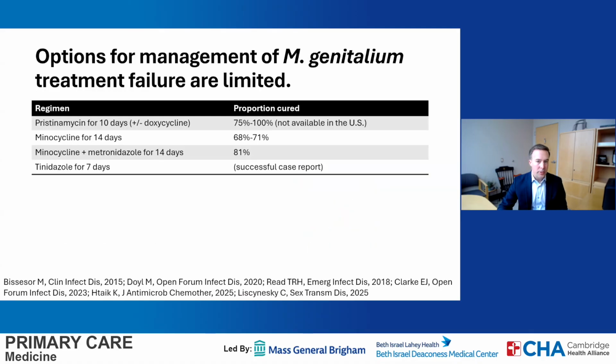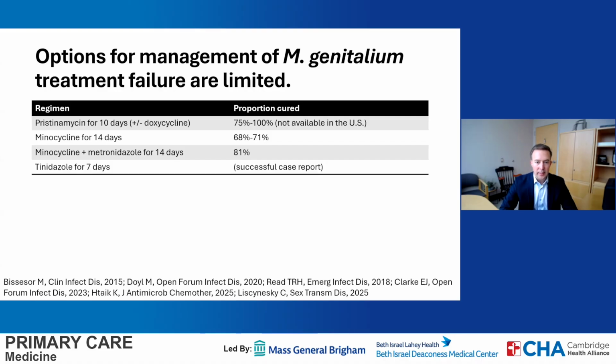So what would be options for management of M. genitalium treatment failure? Well, we don't really have excellent data about this, but I'm showing you options here which have some, and in most cases, case series level data. One option is a drug called pristinamycin for 10 days with or without doxycycline, and that can cure up to 100% of people. However, pristinamycin is not available in the US, and so that's really not an option for many of our patients.